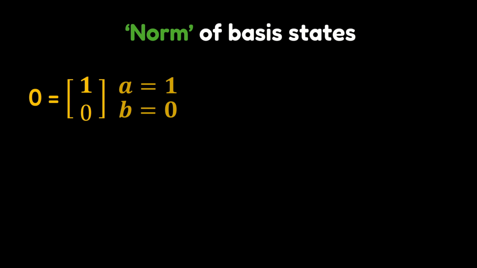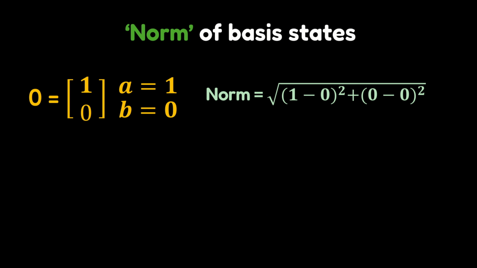We have the vector for bit 0 is (1, 0). So in this case, A equals 1 and B equals 0. So the norm is root of (1 minus 0) whole square plus (0 minus 0) whole square, which simplifies to 1. Now similarly calculate the norm for bit 1.